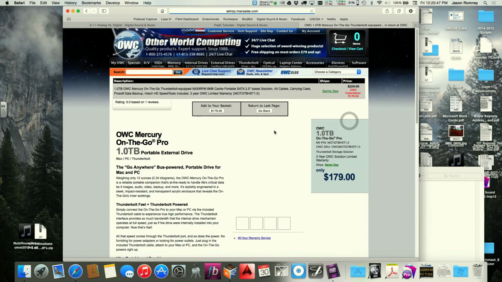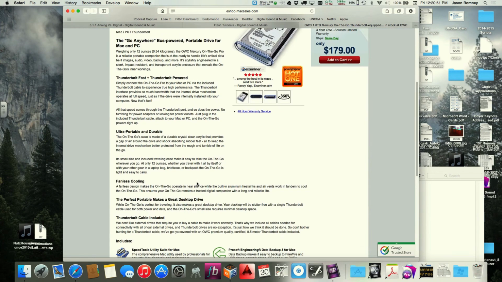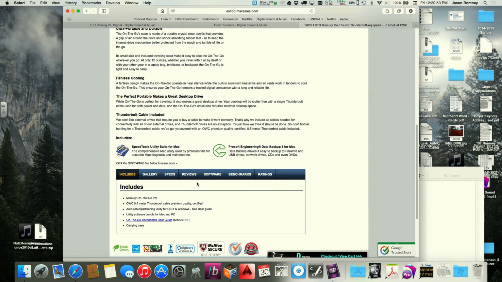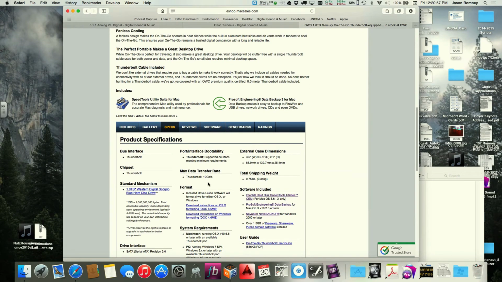They make a Thunderbolt equivalent to this drive, and let's see what it says. It should be able to do 10 gigabits per second, which is pretty good. How expensive is getting the Thunderbolt onto a system? Well, if you don't already have it, you've got to buy a new computer.